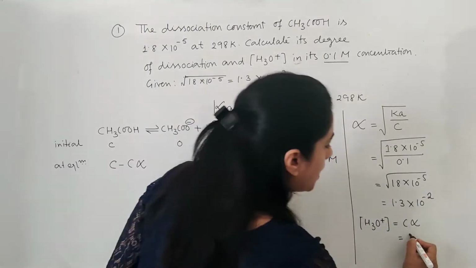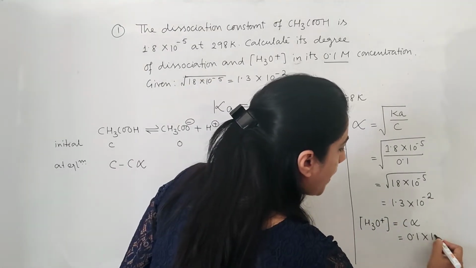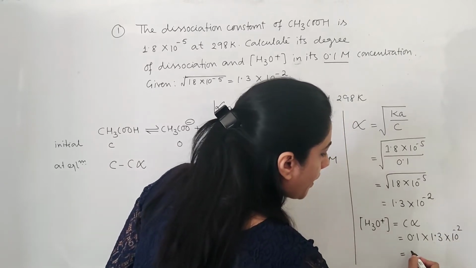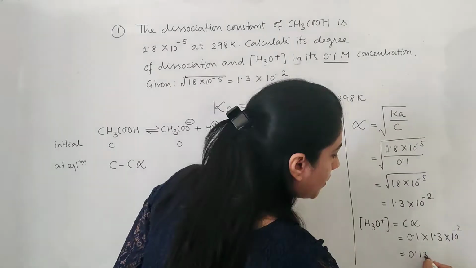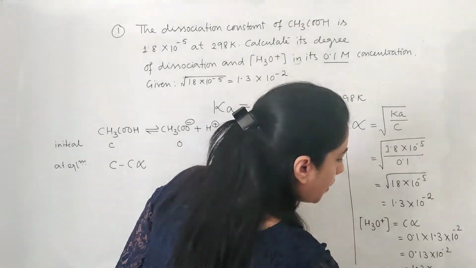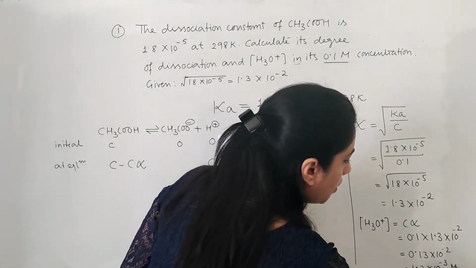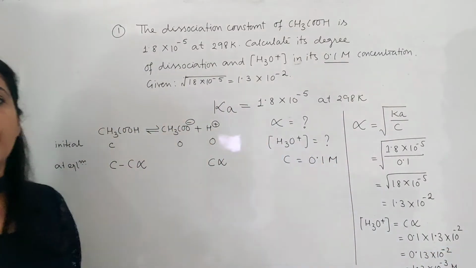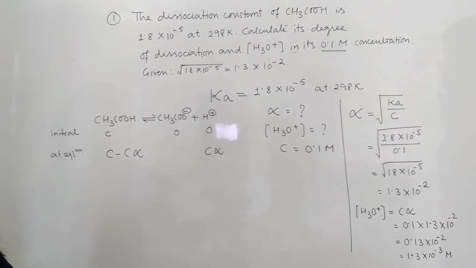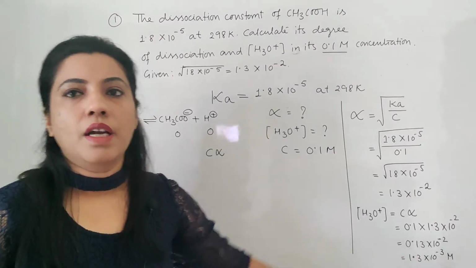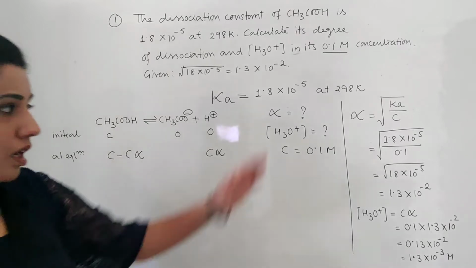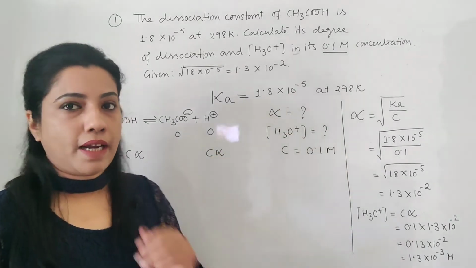The value of C is 0.1, alpha is 1.3 into 10 raised to power minus 2. So it will be 0.1 into 1.3 into 10 raised to power minus 2, which is 1.3 into 10 raised to power minus 3 molar. So the value of H3O plus is coming 1.3 into 10 raised to power minus 3 molar. This is the answer. So this type of sum we can directly solve using Ostwald dilution law and we can get it.